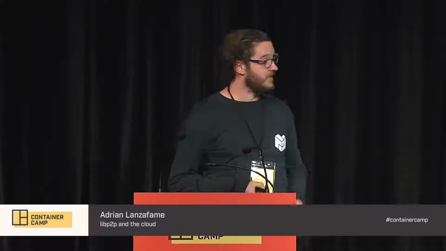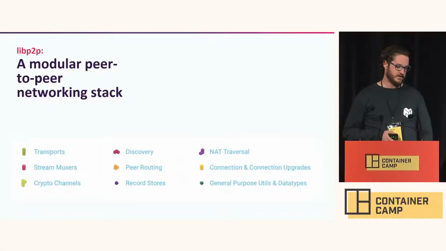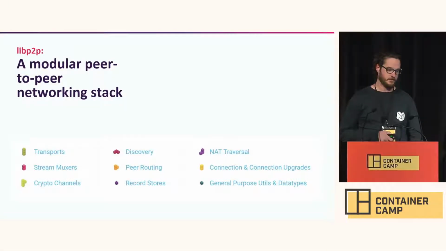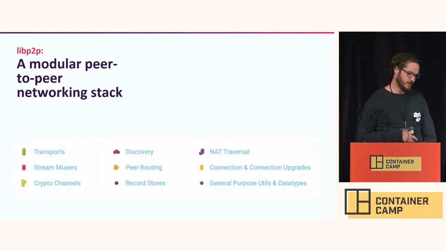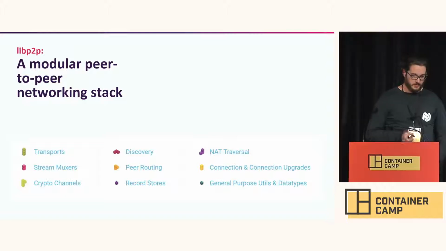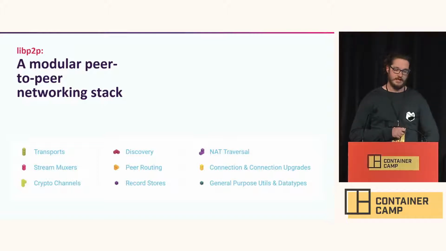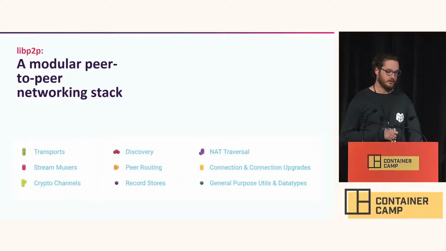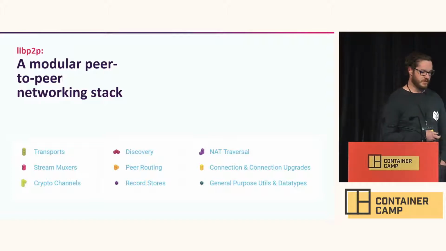So, libp2p is a modular peer-to-peer networking stack which provides different pieces of functionality to be able to build all different kinds of peer-to-peer networks. So for example, if you want to build a local-only peer-to-peer network, you can just use the MDNS module for discovery, and you don't need to use a DHT and so on and so forth. So it gives you a lot of flexibility.